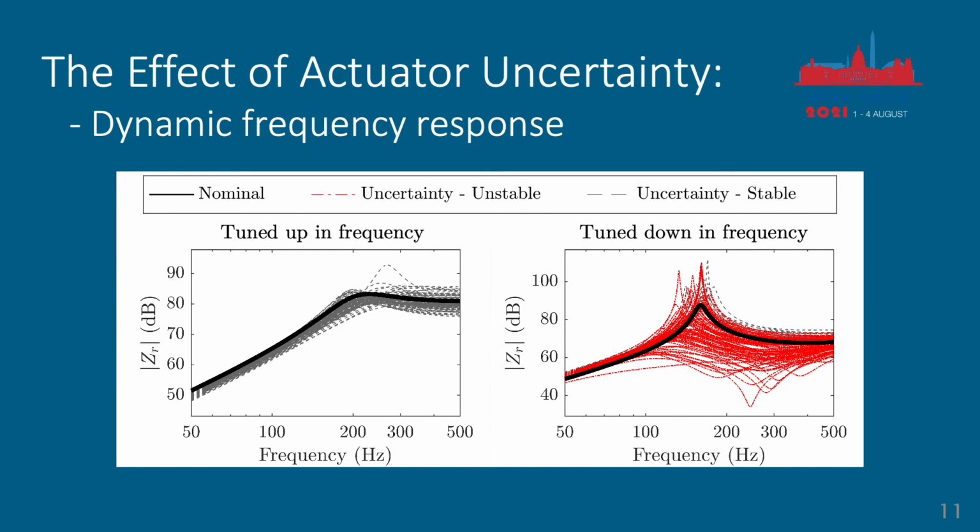The variation in the response for the tuned up actuator is quite unpronounced in most cases. This is due to the high damping of the nominal caused by the high total resistance required to avoid instabilities. In contrast, the actuator tuned down in frequency is unstable for the vast majority of uncertain cases. The variation in the response is also markedly more significant.